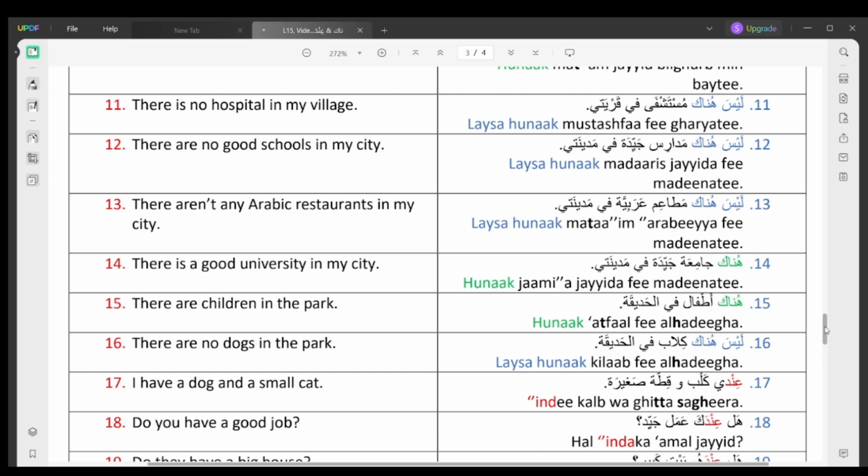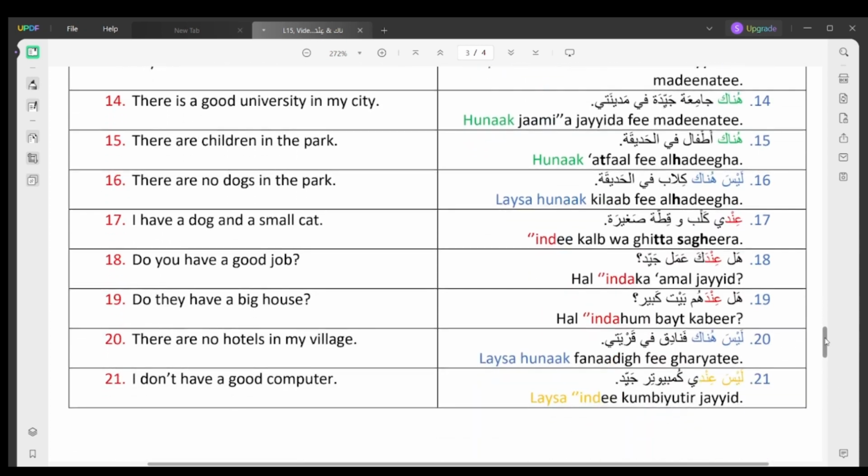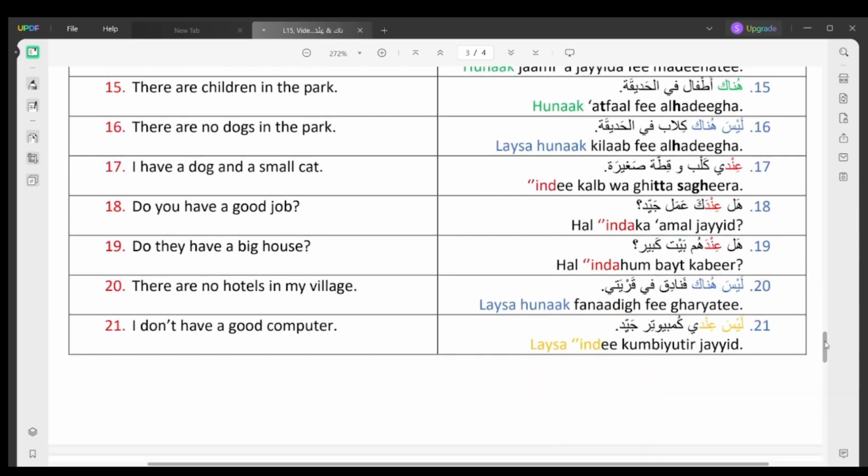Number 14. There is a good university in my city. هناك جامعة جيدة في مدينتي. Number 15. There are children in the park. هناك أطفال في الحديقة. Number 16. There are no dogs in the park. ليس هناك كلاب في الحديقة.